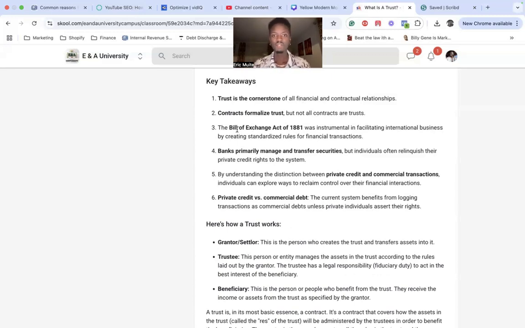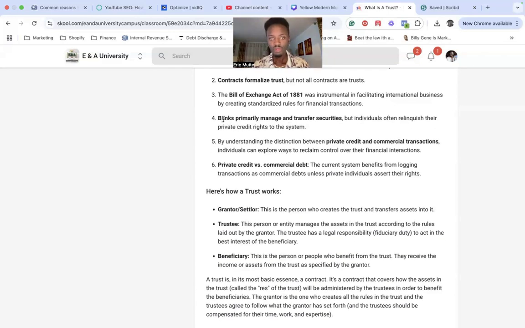All right, and then the Bill of Exchange Act of 1881 was an instrument that facilitated international business by creating standards and rules for transactions, right? Banks primarily manage and transfer securities, but individuals often relinquish their private rights to the system. So it's all given away. We voluntarily gave it away. Right now, with this knowledge that you guys are getting today, you are taking the first step to take that power back. And it's not that hard.